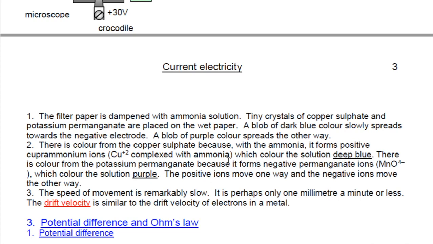There is color from the potassium permanganate because it forms negative permanganate ions, MnO4 minus, which color the solution purple. The positive ions move one way and the negative ions move the other way. The drift speed is remarkably low, perhaps 1 millimeter per minute or less. So the drift velocity is similar to the drift velocity of the electrons in a metal. So I want to show this in a video so that you see the experiment. Let's see if I can show it.